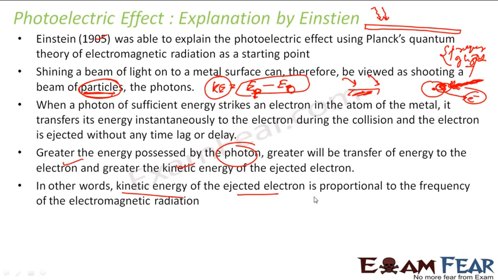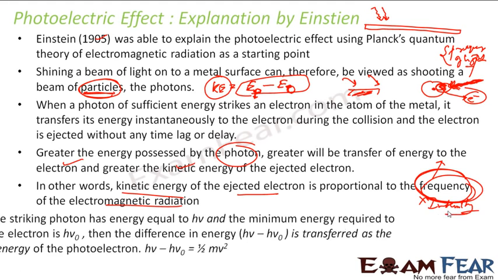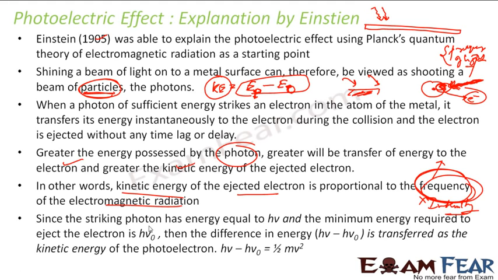Right? So the kinetic energy of the ejected electron is proportional to the frequency of the electromagnetic radiation. Please note, frequency of the electromagnetic radiation, not intensity. Okay, frequency. Since the striking photon has energy equal to h nu, and the minimum energy required is h nu naught, the difference, that is h nu minus h nu naught, is transferred as kinetic energy, and that is nothing but half m v square. And that's the same thing which I explained here.